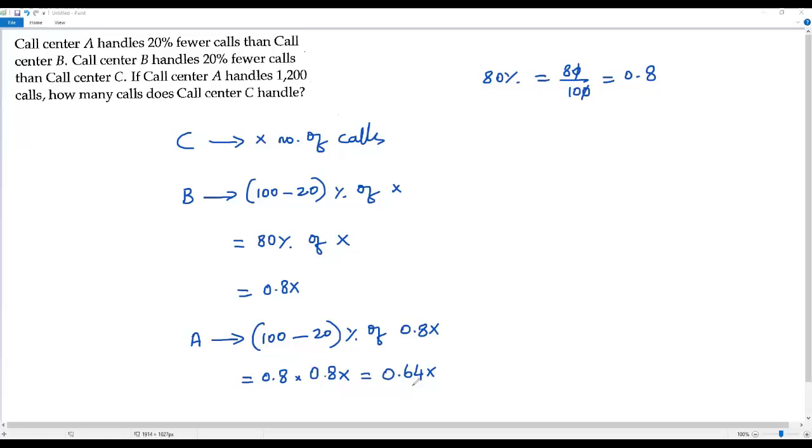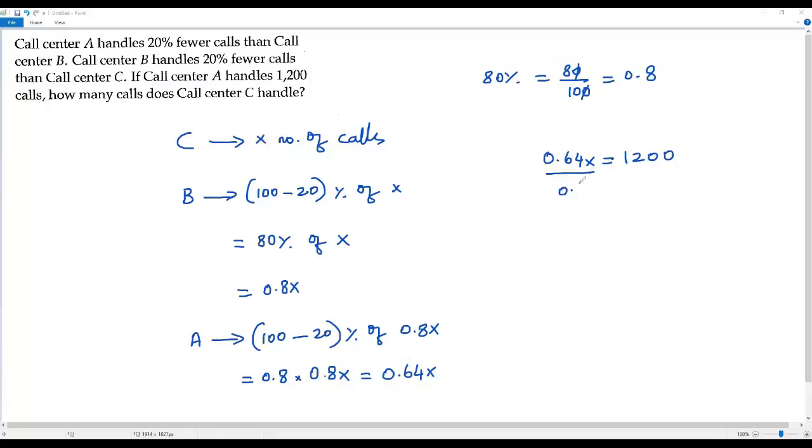But the question says call center A handles 1,200 calls. So 0.64x must be equal to 1,200. According to our calculation, the number of calls handled by call center A is 0.64x, and according to the question, it is 1,200. Both of them represent the same thing, the number of calls handled by call center A, so we can equate them. Okay, we have to solve for x.